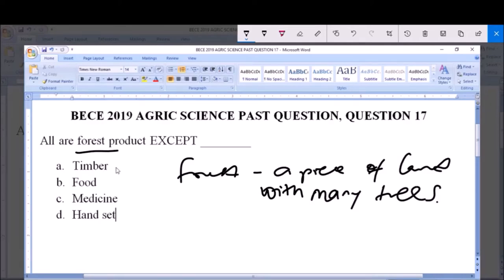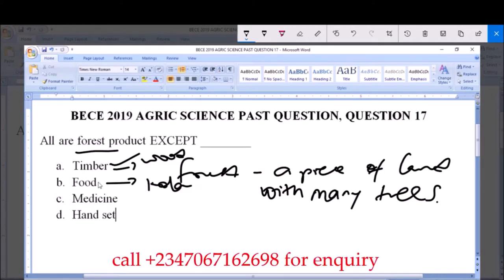Now, A says timber, and timber is wood. Like you know, the definition of a forest is a piece of land with many trees, meaning that timber can be gotten from forest trees. So timber is a forest product. Now B says food. Yes, you can get food from the forest. Some of these trees in the forest provide food for man. Take for instance your cola tree. Your cola tree can provide cola, which is also a food. So food is a forest product.